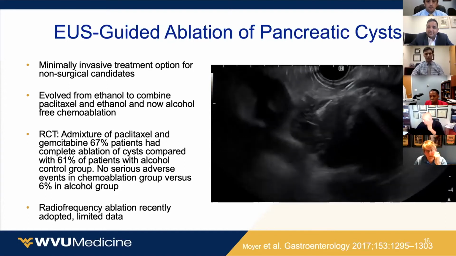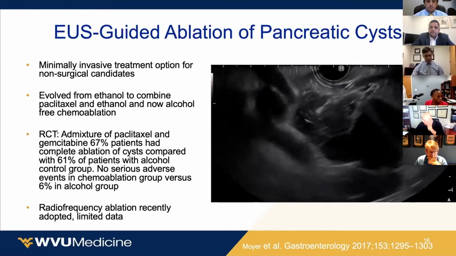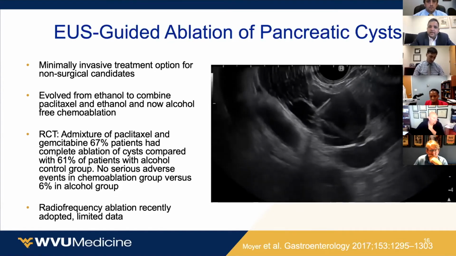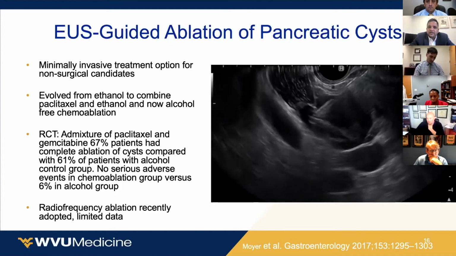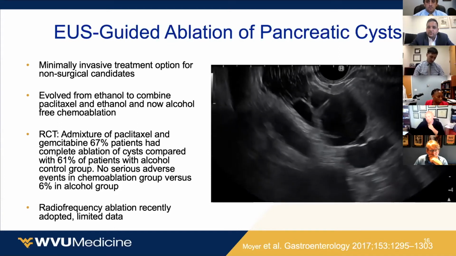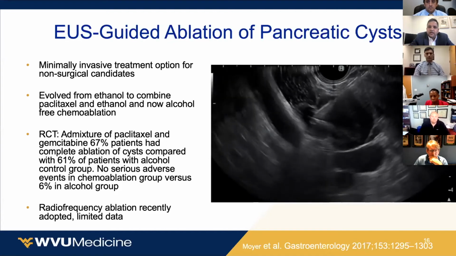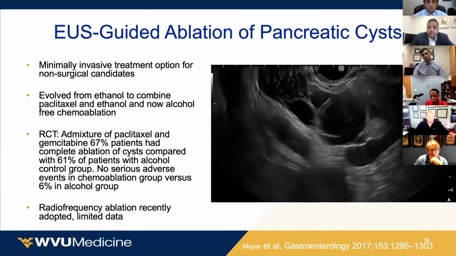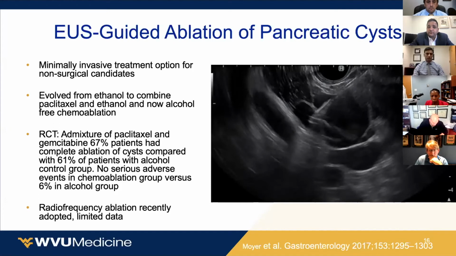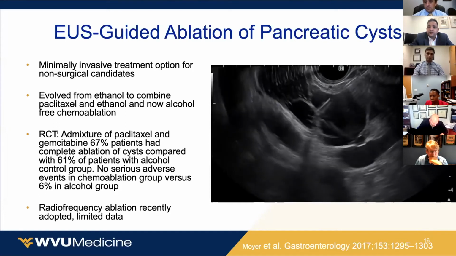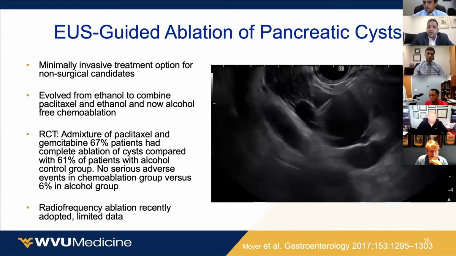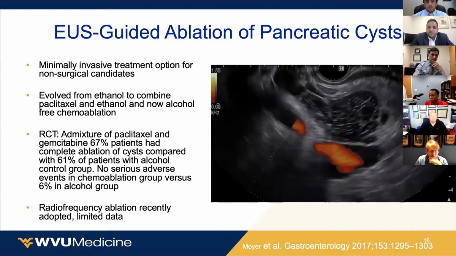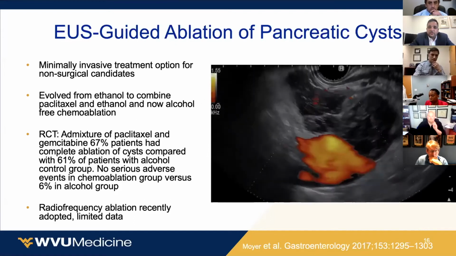EUS-guided cyst ablation has now evolved from alcohol ablation to a combination of paclitaxel and alcohol, and now alcohol-free chemoablation using a mixture of paclitaxel and gemcitabine. A recent randomized controlled trial showed that alcohol-free chemoablation is safer and effective for pancreas cyst ablation. The adverse events are mostly related to alcohol use and can be avoided with alcohol-free ablation.